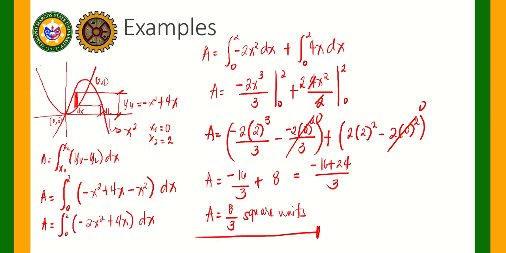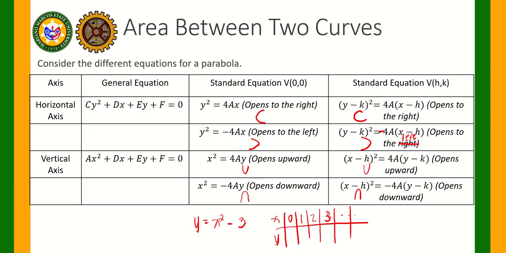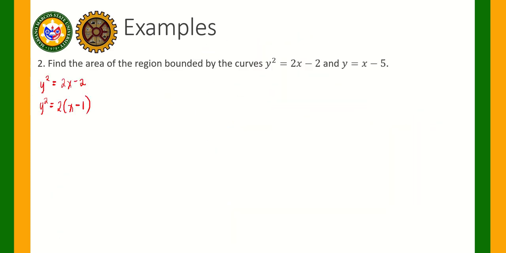Okay? So, we can see here, okay, so what is our vertex? Okay, so vertex natin is at HK. So, yung H natin is si 1, yung K natin is equal to 0. So, yung vertex natin is HK, which is equal to 1, sorry, that is 1 and 0. Okay, so for the second curve, we have y is equal to x minus 5.